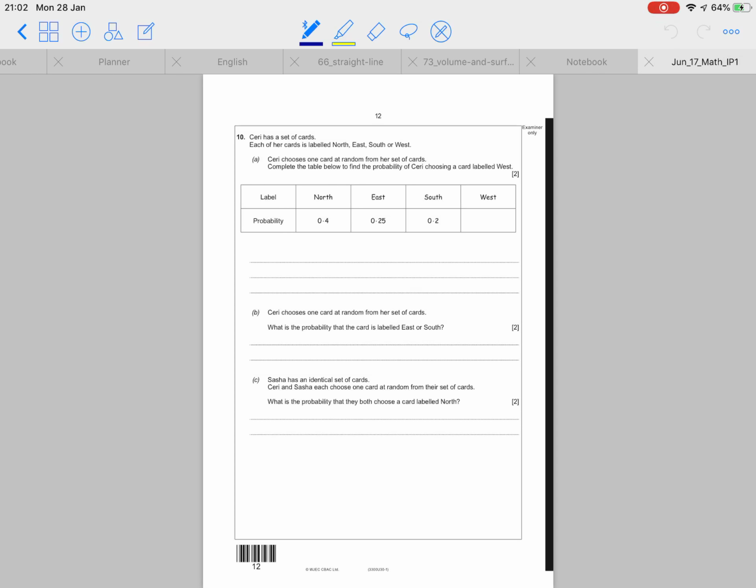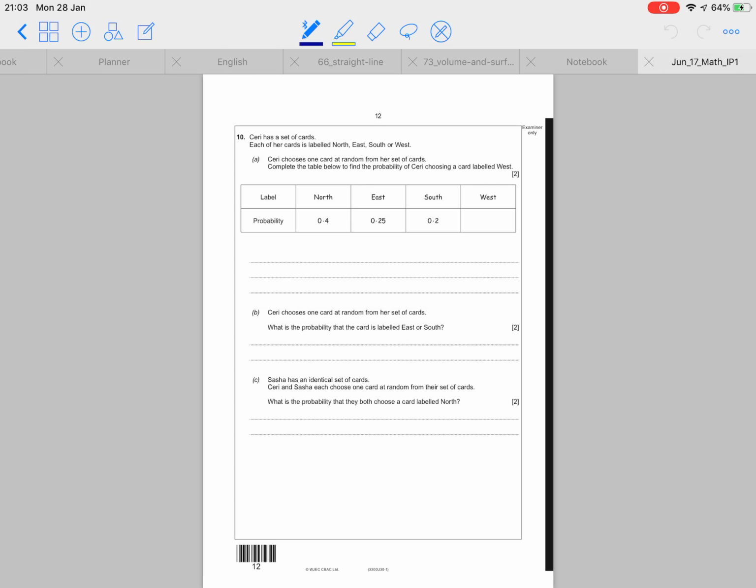Okay, so for this homework on the 30th of January 2019, we're starting at question 10 and working to the end of the Unit 1 paper, and we're starting at question 11 on Mr. Lloyd's video and working to the end of that paper.